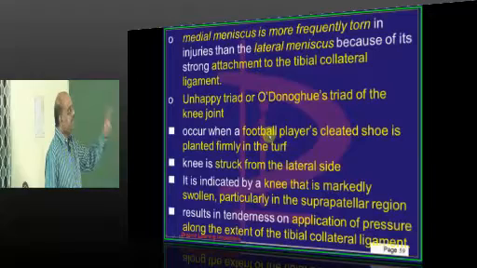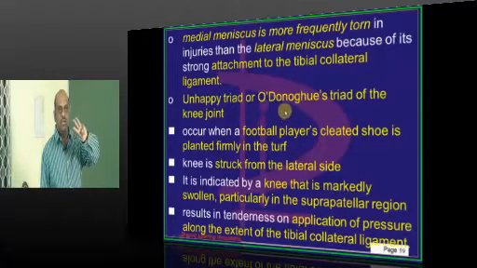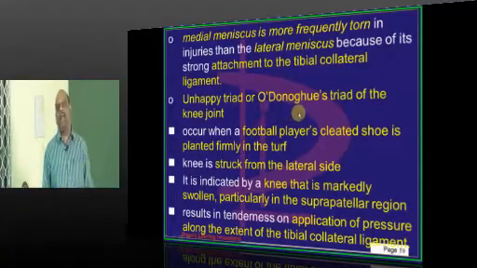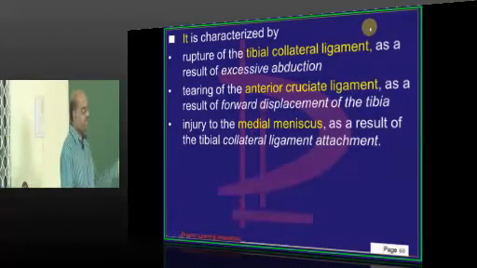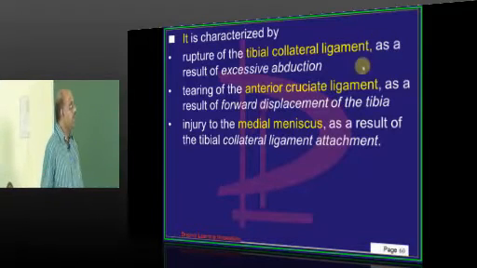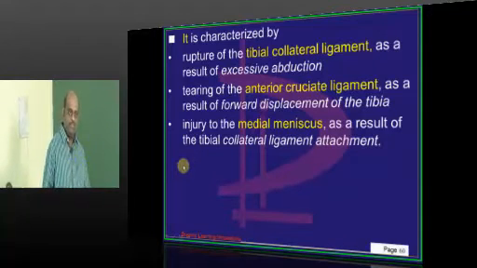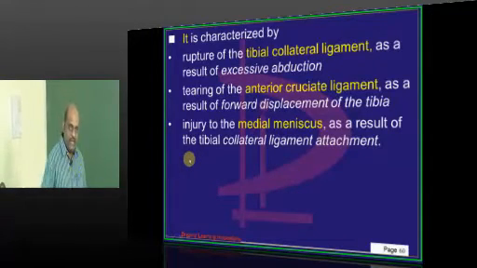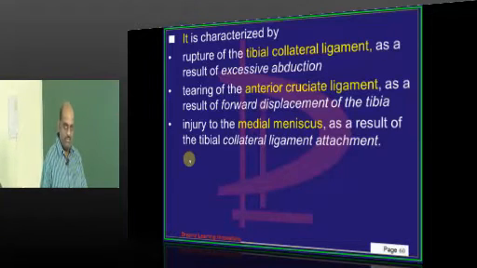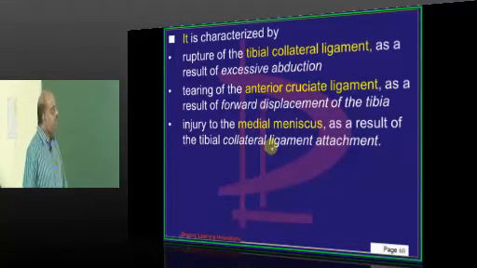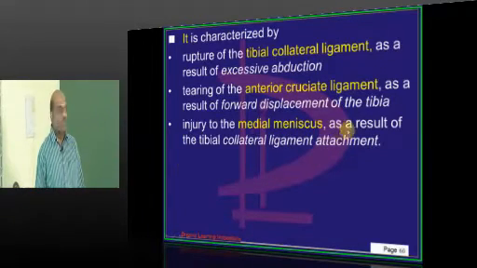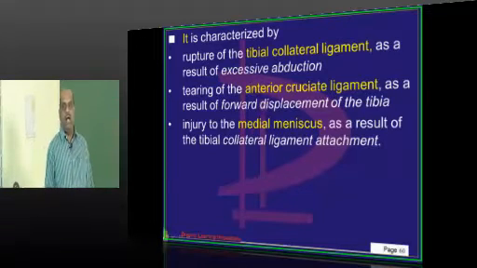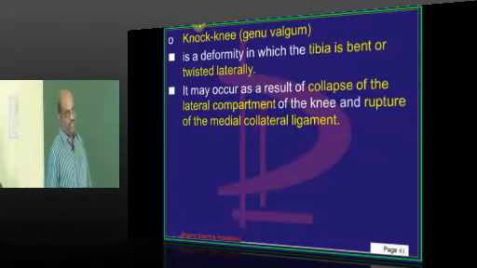And what are the three structures which are together injured in the unhappy triad of O'Donoghue? Tibial collateral ligament because of the excessive abduction, anterior cruciate ligament because of the forward displacement of the tibia, whenever the foot is stuck with a flexion and rotation of the knee joint, and injury of the medial meniscus because of the tibial collateral ligament attachment to it. So the combination is basically called the unhappy triad of O'Donoghue.